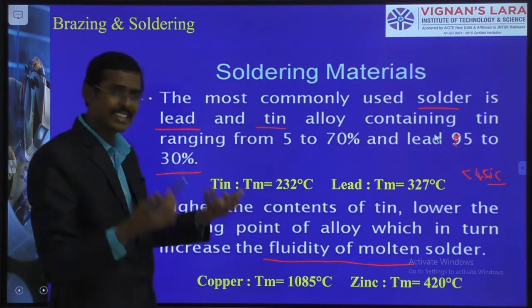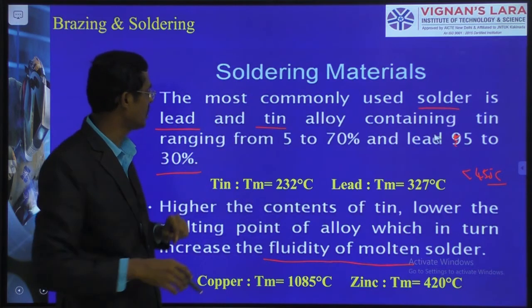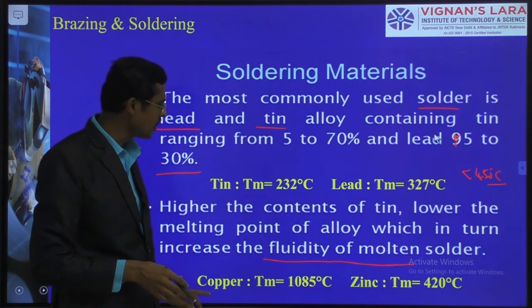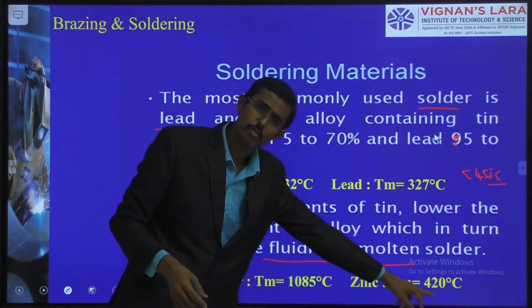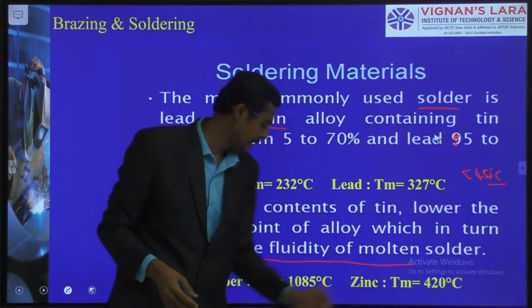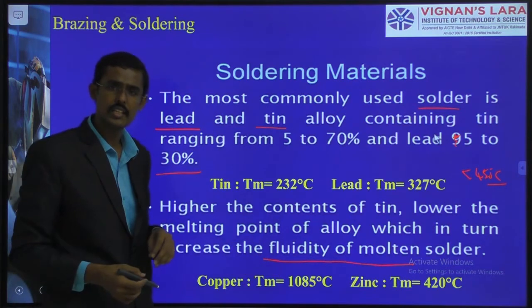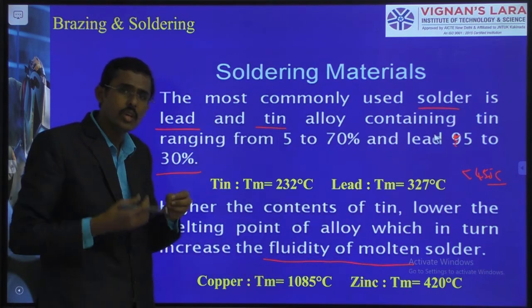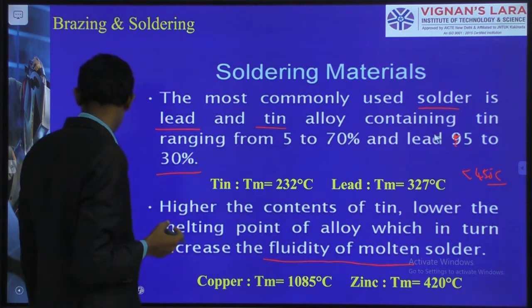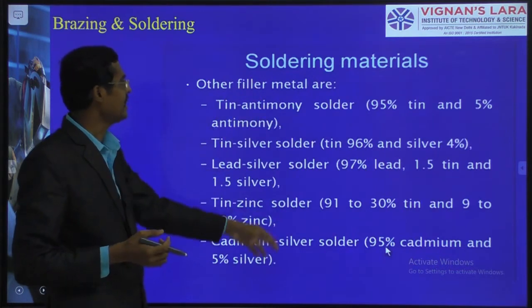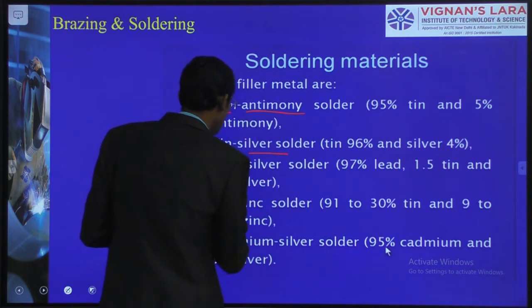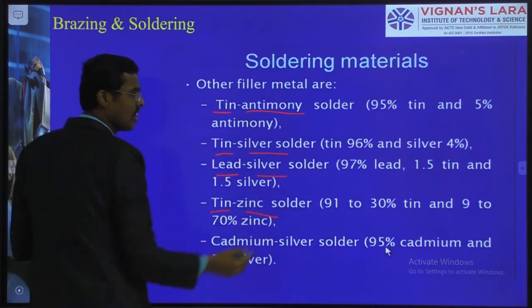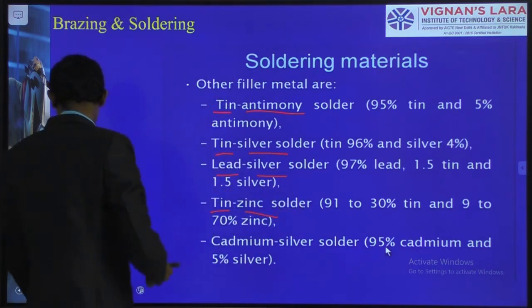What are the other things we can use instead of tin and lead? We can use copper and zinc, also a possibility, less than 450. See, zinc 420, copper is there, that is a combination of 1080. We are doing mixing combinations. What others can we use? Tin antimony, tin silver, lead silver, tin zinc, all such chances are there.